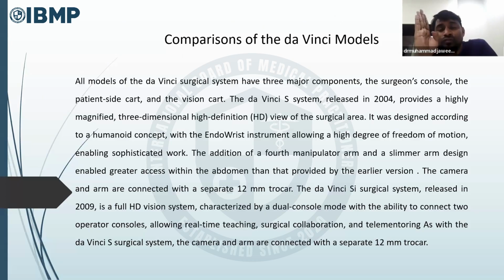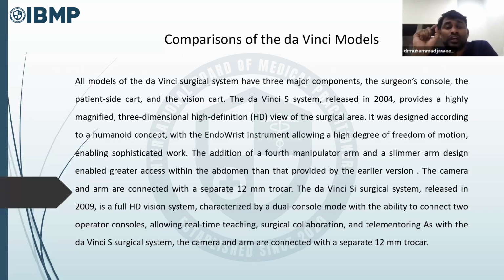Now, after 2004, the fourth arm has started. The fourth arm is nothing but an extra secondary accessory port. Why was it designed? In order to access the target organ better, so that all surgery goes smoothly. That's why. The camera and the arm are connected with a separate 12 mm trocar. What I have told you: the primary trocar is nothing but the primary port where the camera will come, that is 12 mm.